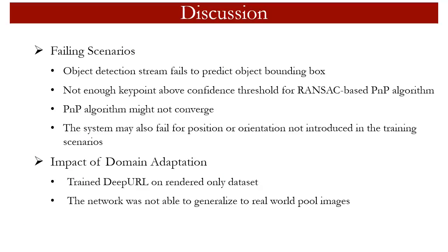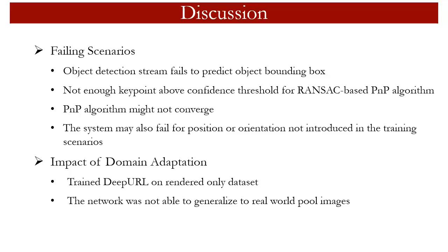Predictions of pose estimate might be wrong when the detection stream fails to predict the object detection box, which is inherent in the YOLO version 3 architecture. Even if the object is detected successfully, not enough keypoints might have the confidence above the confidence threshold of 0.5. In that case, we do not have enough points for RANSAC-based PnP algorithm. At least 6 2D to 3D correspondences are required.